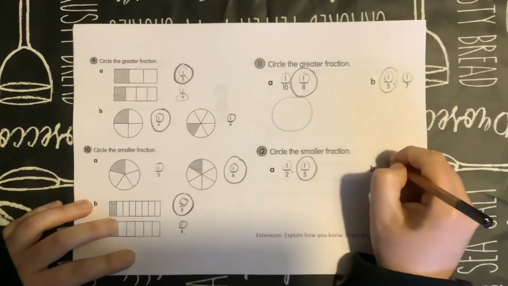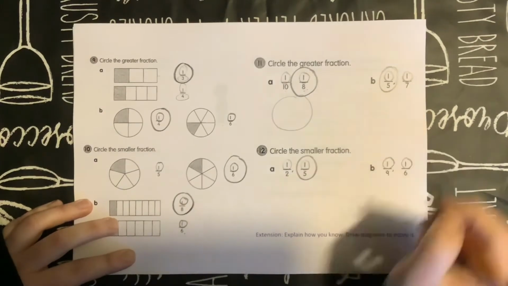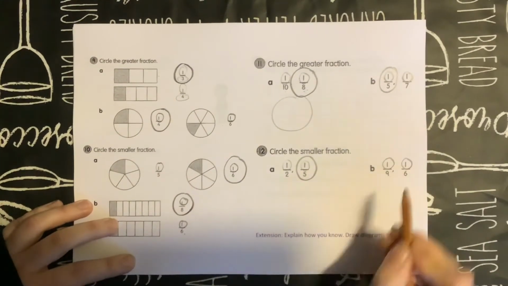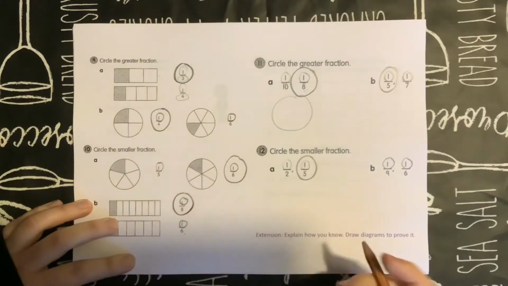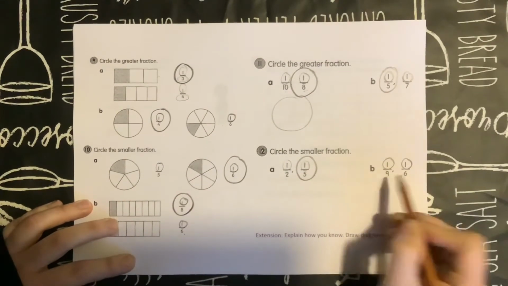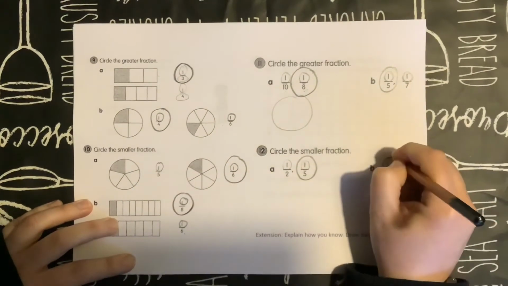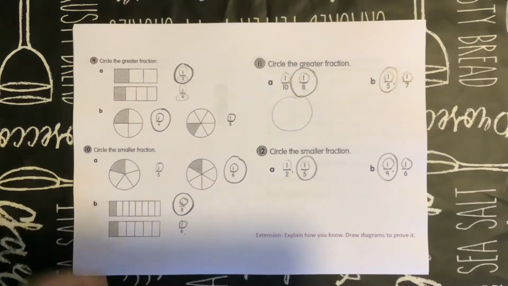Over here, again, we've only got 1 piece of each. Which one is smaller? Well, this cake's been cut into 9 pieces. This cake's only been cut into 6. So that means this is the smaller fraction.